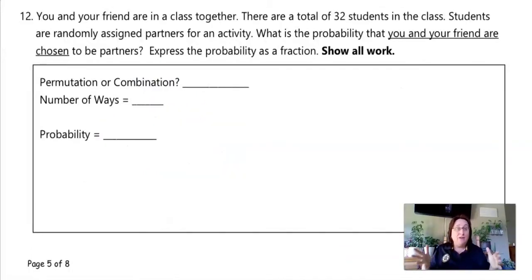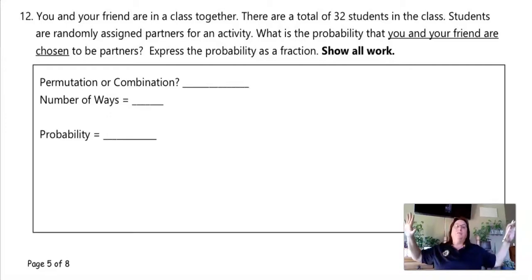Number 12 is another situation where you guys have probably encountered this in real life before. It says you and your friend are in class together. There's a total of 32 students in the class. Students are randomly assigned partners for an activity. What is the probability that you and your friend are chosen to be partners? We're going to express that probability as a fraction, and I'm going to show you guys why here in just a second.